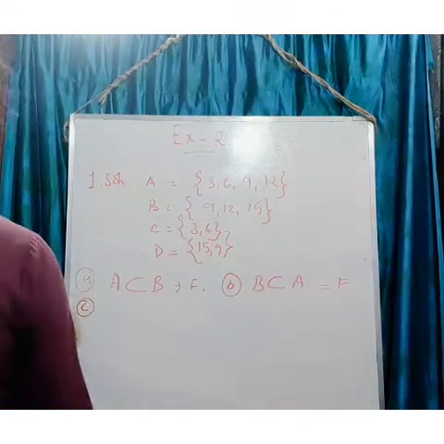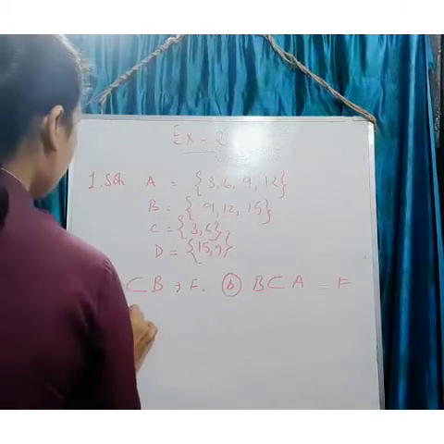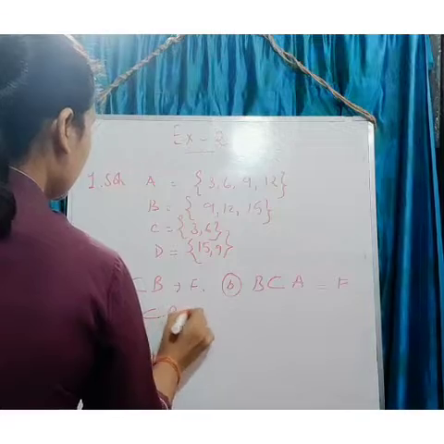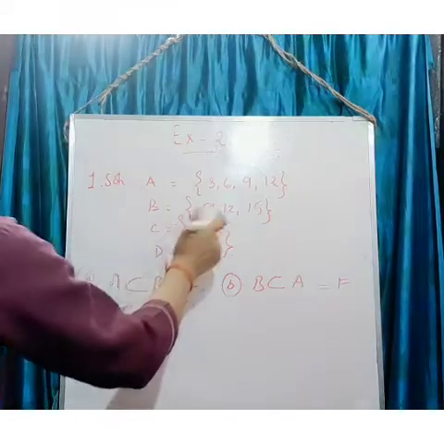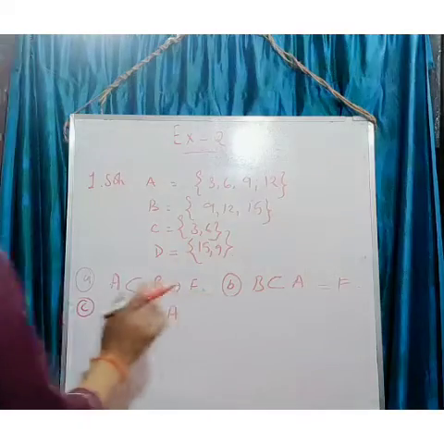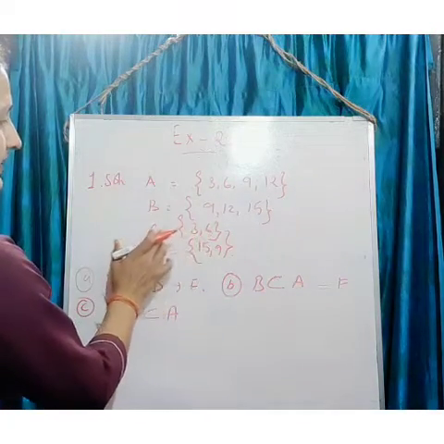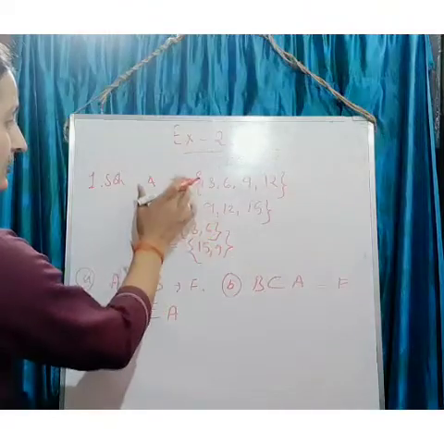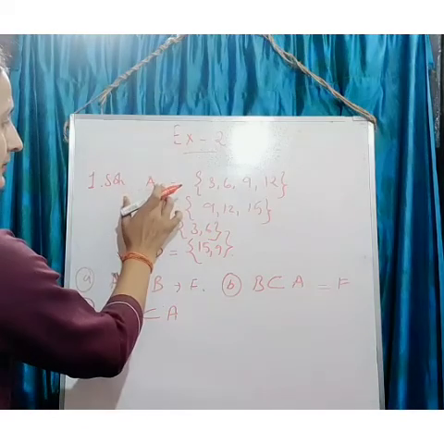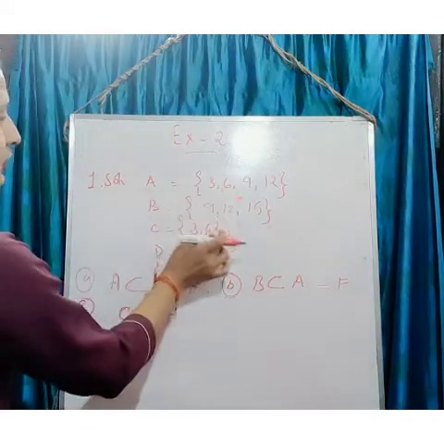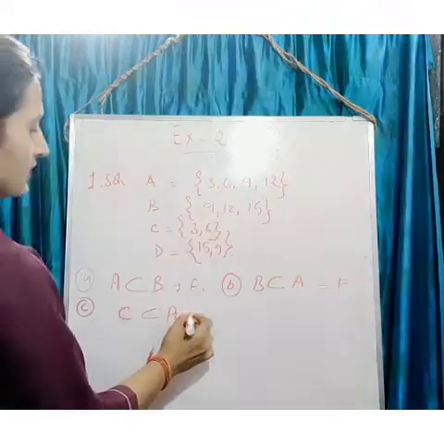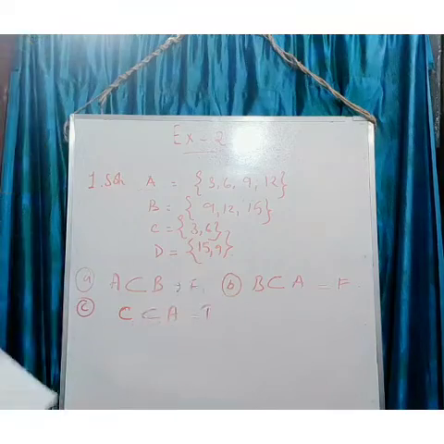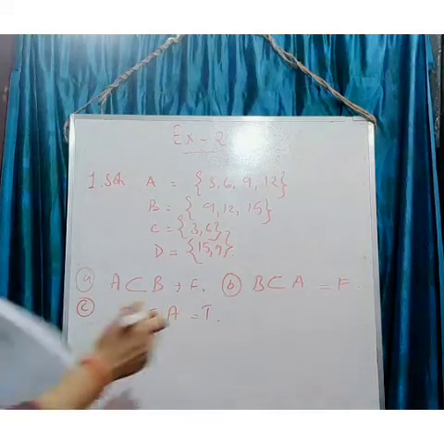Then you see number C. C is a subset of A. So C is 3, 6. Now A is 3, 6, 9, 12. If you compare the elements present in C with set A, you will find the same elements present here. So this statement is correct. It is true.